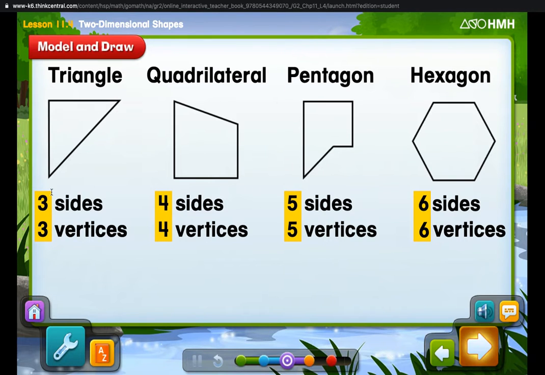So it's pretty straightforward. Any line in the shape is considered a side. And where the 2 sides meet is a vertex. That's the real big difference between two-dimensional and three-dimensional shapes. Two-dimensional shapes have sides, whereas three-dimensional shapes have edges. But no matter what, wherever 2 edges meet on a three-dimensional shape, or where 2 sides meet on a two-dimensional shape, we still call that same spot a vertex or vertices.